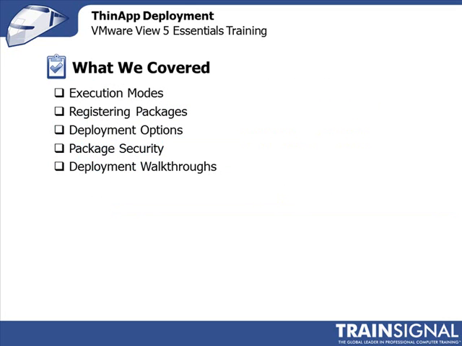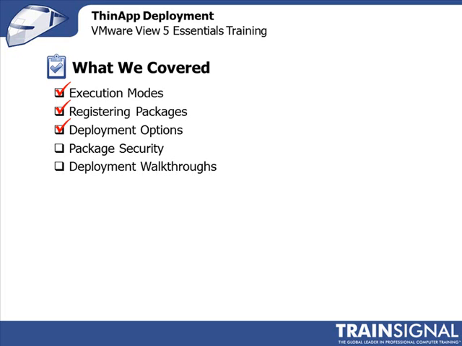So let's wrap up. We started by talking about the execution modes that ThinApp can use. This includes both deployed execution, where the ThinApp is copied to the local desktop, or streamed execution, where the local desktop accesses the package from across the network. We then talked about why we want to register the package and what that means to our UI within Windows, and a little bit about the usage of the ThinReg utility.